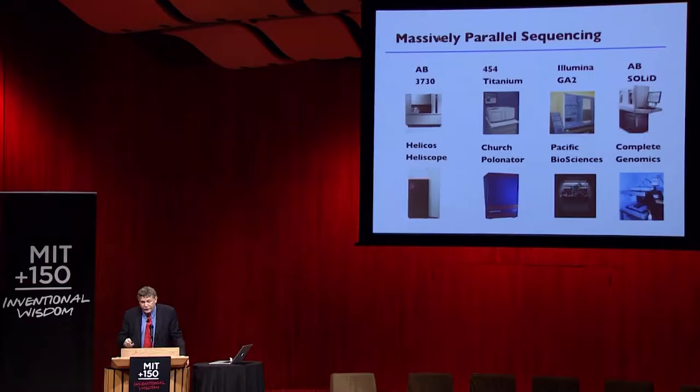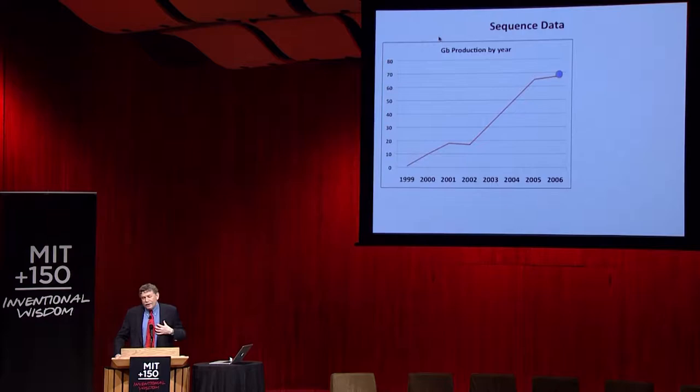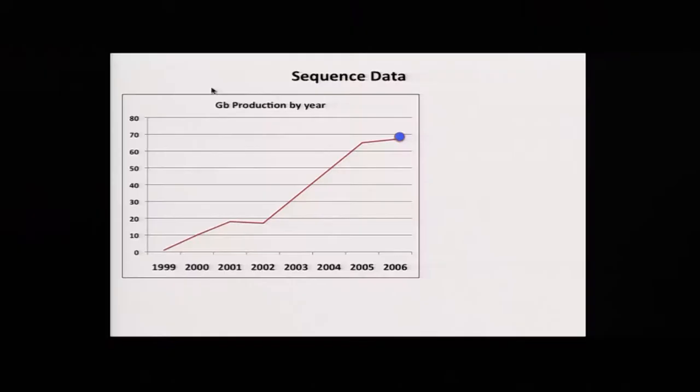Back in 1999, we were so proud of ourselves at the Broad Institute to have done 1 billion bases of DNA sequence, and to get up to 20 billion bases by the time of the height of the Human Genome Project, and to 70 billion bases by 2006 per year. Then the new technologies came along. The next 2 years looked like this.